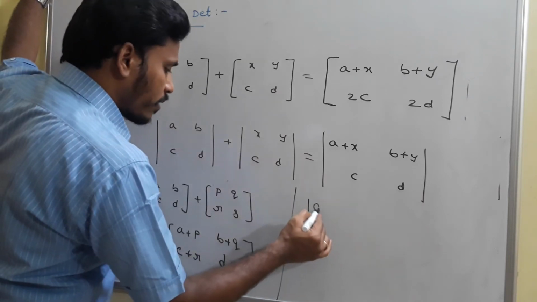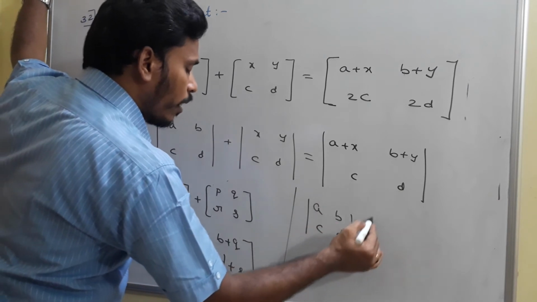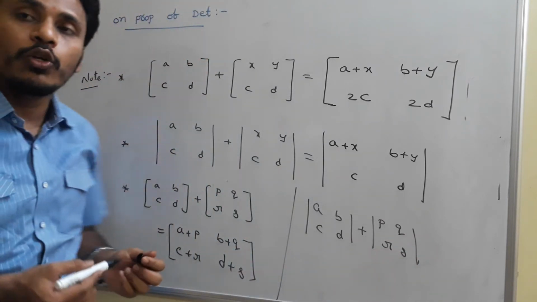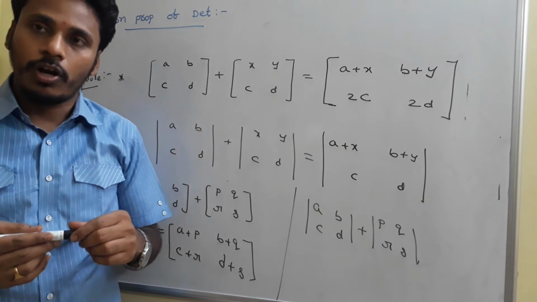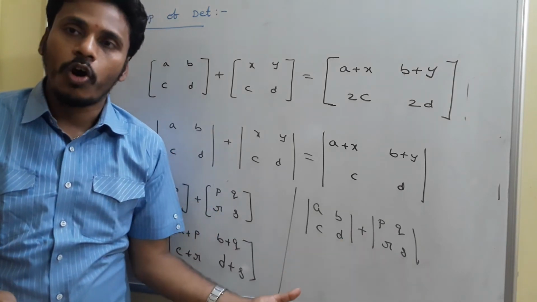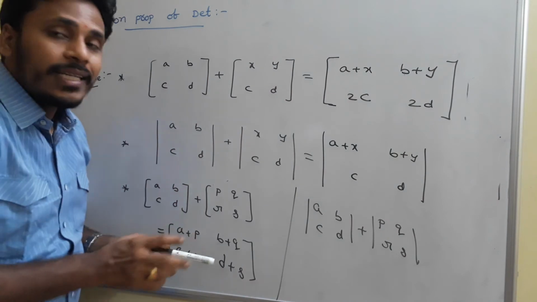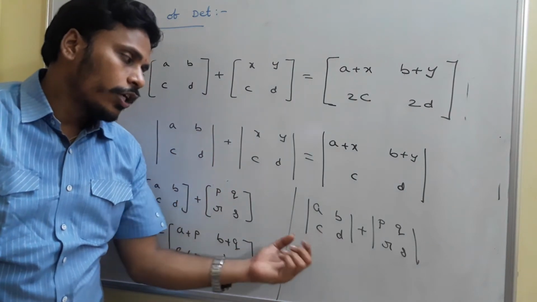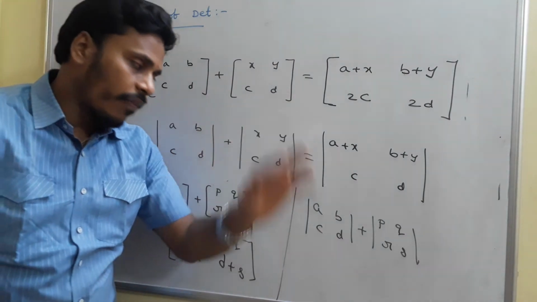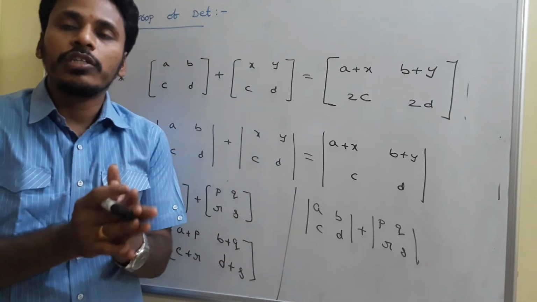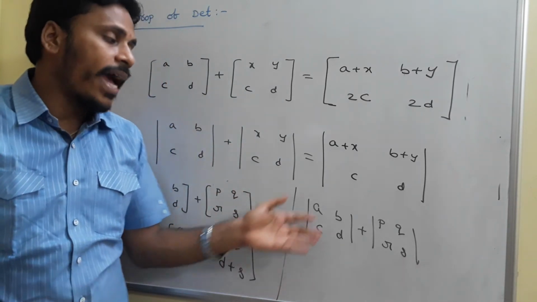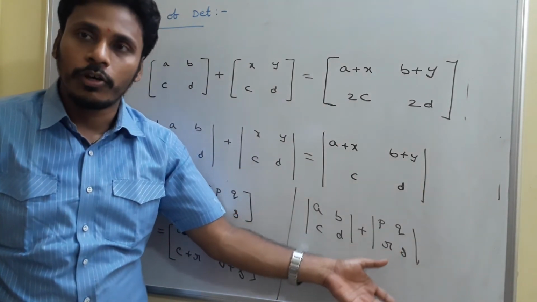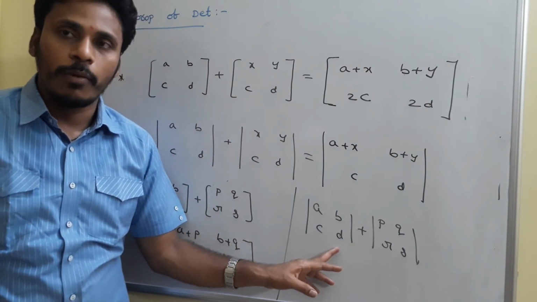But if you have determinants like this, A, B, C, D is one determinant plus P, Q, R, S is another determinant, how to add? To add, we need to search for any common row or any common column. Here these two determinants don't have a common row and don't have a common column. So direct adding and writing it as another determinant is not possible. Individually you calculate the value of the first determinant and then the value of the second determinant and just add those numbers. But there is no direct representation of these two as another determinant, because they don't have any common row or common column.